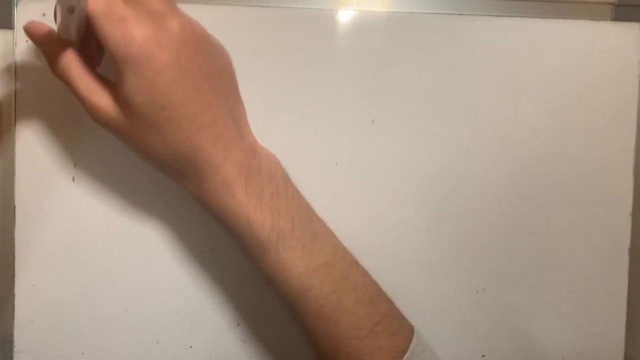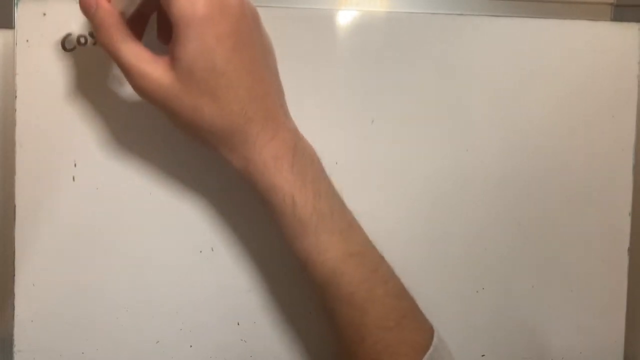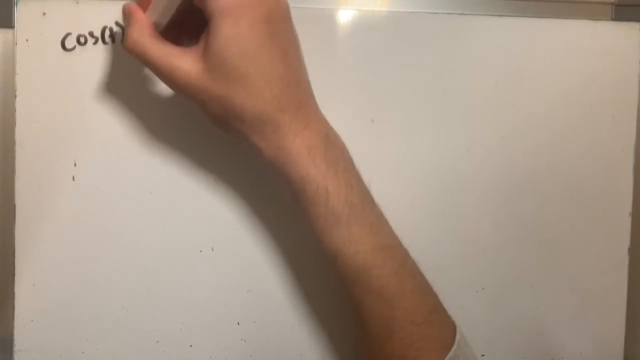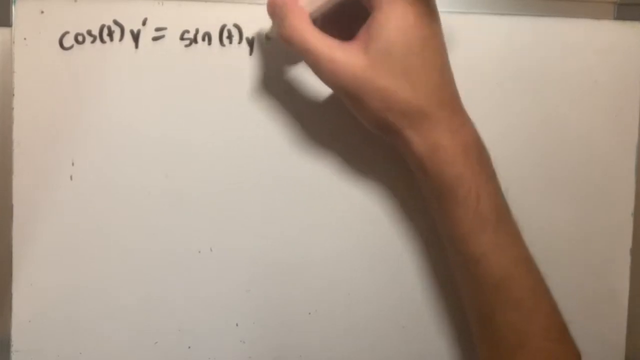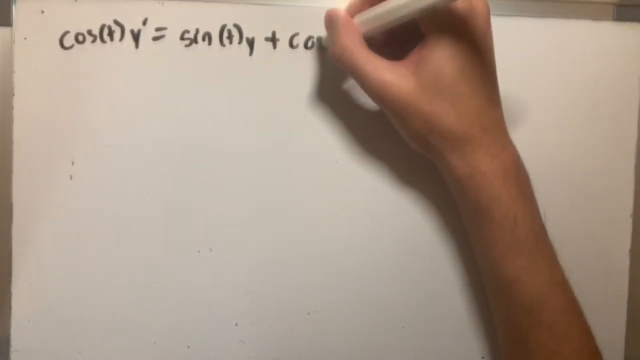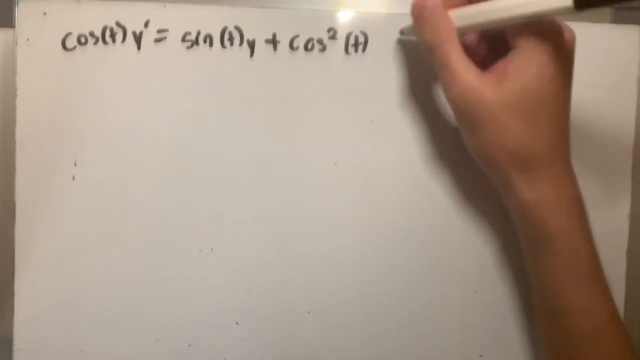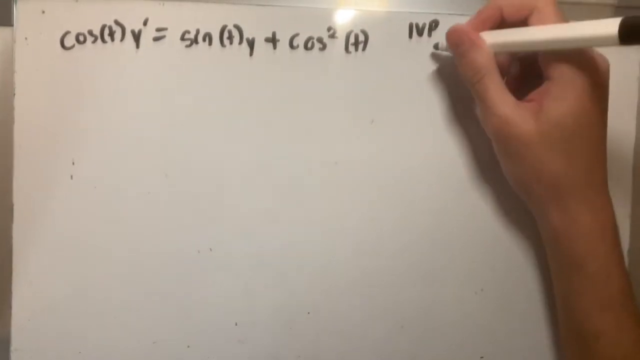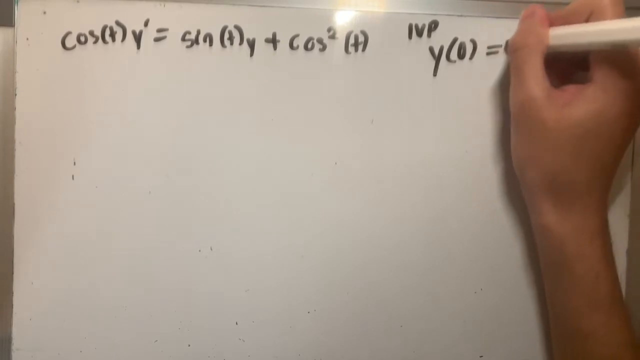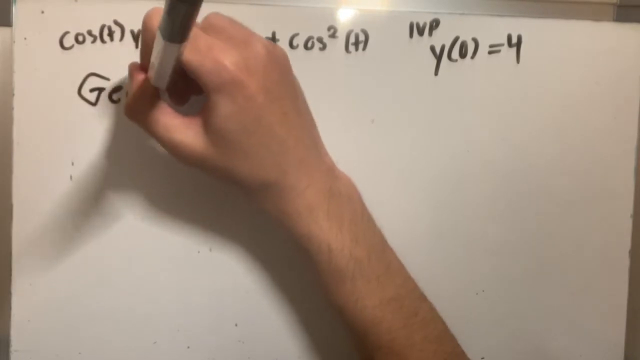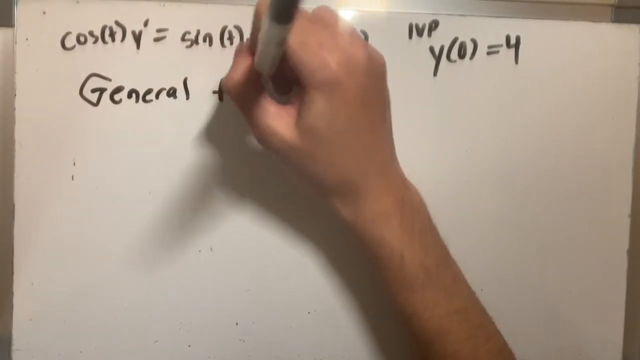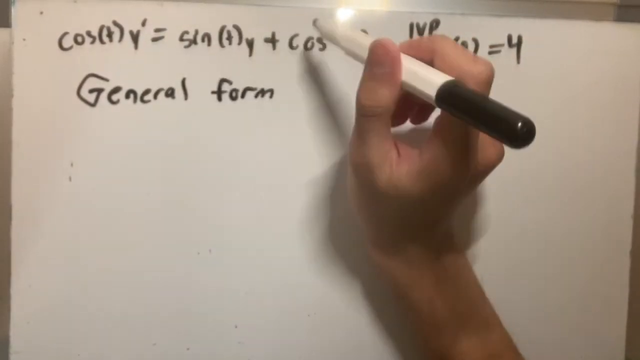So the first thing we're going to do is an example from an IVP, which is going to be cos t of y dash is equal to sine t times y plus cos squared t. And this is going to be an IVP, initial value problem, and we're going to set y0 equal to 4. Now first things first, you need to get this into the general form, and the way you have to do that is isolate y dash and put all the y's to one side.